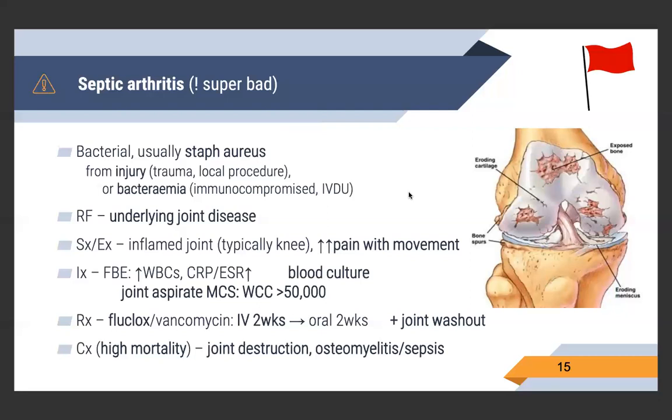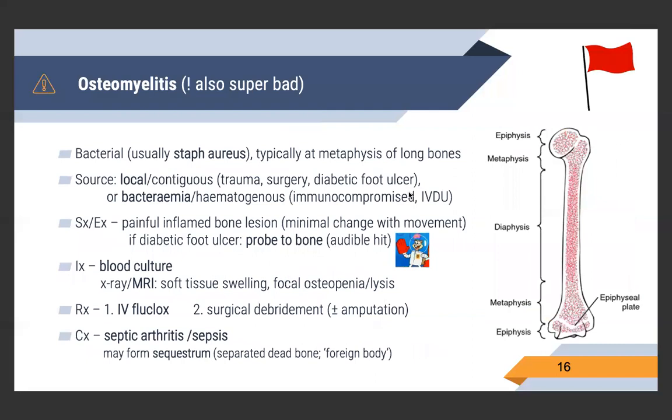So osteomyelitis, this is kind of a similar thing. This is an infection usually of the long bones, usually at the metaphysis of the long bones. And this can be, again, because of a local thing, they've had trauma or even surgery, or typically they're also diabetic and they get foot ulcers. So if you're diabetic, you're already immunocompromised. And if you're getting an ulcer on your feet, that's just an invitation for the bacteria. Or it can be from sepsis from the blood.